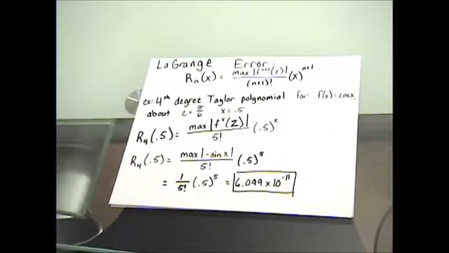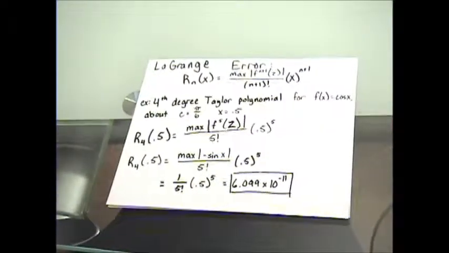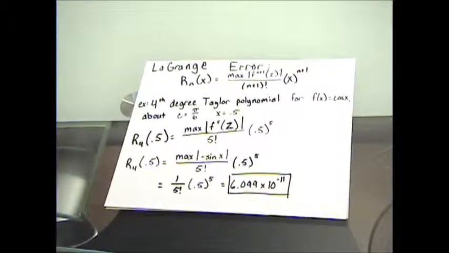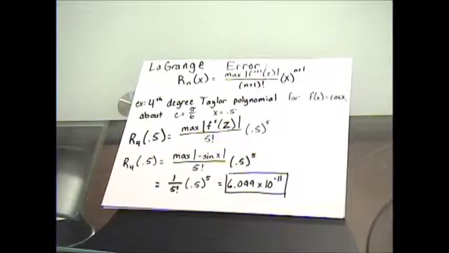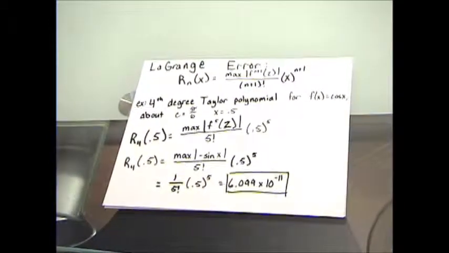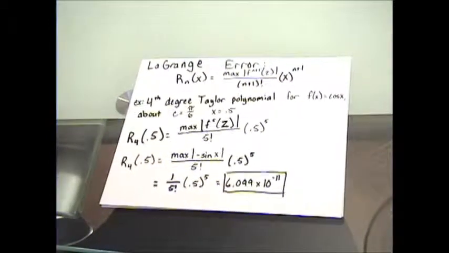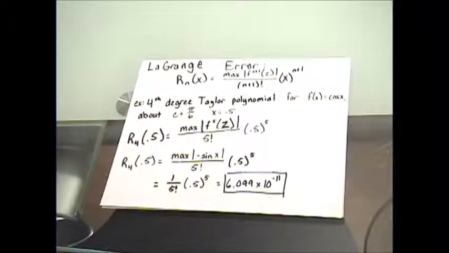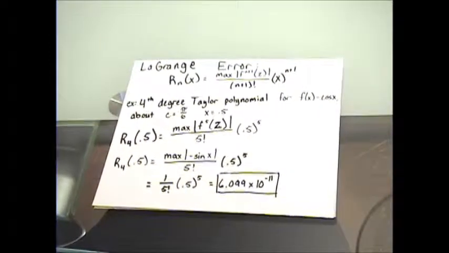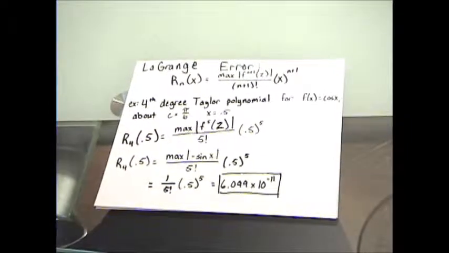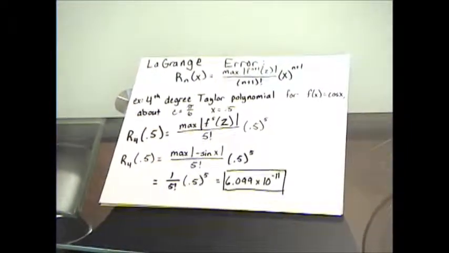We use the formula R_n of x equals the max of the absolute value of f raised to the n plus 1 of z divided by n plus 1 factorial times x raised to the n plus 1. For example, we'll find the Lagrange error of the 4th degree Taylor polynomial for f of x equals cosine of x about c equals pi over 6 when x equals 0.5.